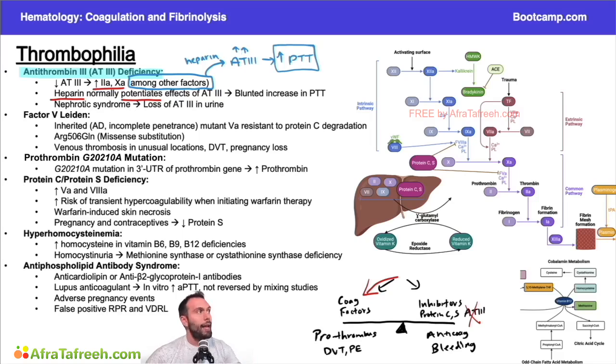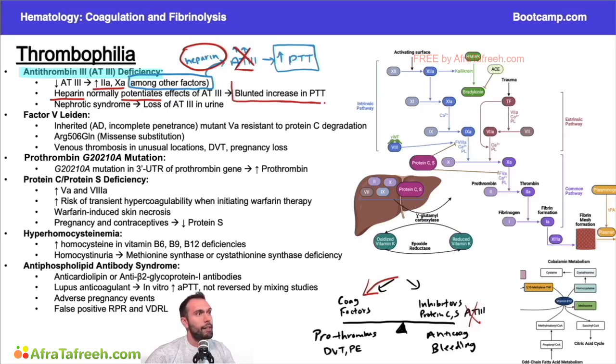Now, if I don't have antithrombin 3, which is exactly what happens in antithrombin 3 deficiency, then when I give a patient heparin, will I expect the PTT to rise? Well, probably not. It might not rise as much, depending how bad the deficiency is. If I don't have any antithrombin 3, we're really not going to see an increase in the PTT because heparin is acting at antithrombin 3.